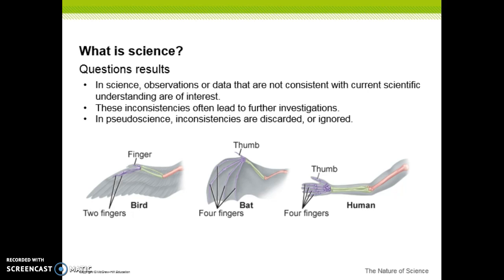So, questions and results. In science, observations or data that are not consistent with current scientific understanding are of interest. These inconsistencies often lead to further investigation. In pseudoscience, inconsistencies are discarded or even ignored.